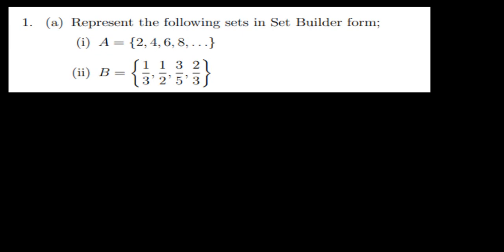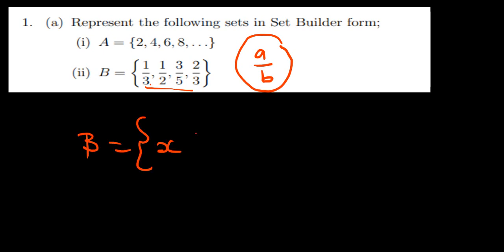When we talk about rational numbers, guys, these are just numbers that you can present in the form a over b. So in short, numbers that you can represent as a fraction. When we go to this set here, if we try to find a pattern that they're using from one element to the other, there's no pattern there. So you are just going to say B is a set of all x's such that x is a rational number.